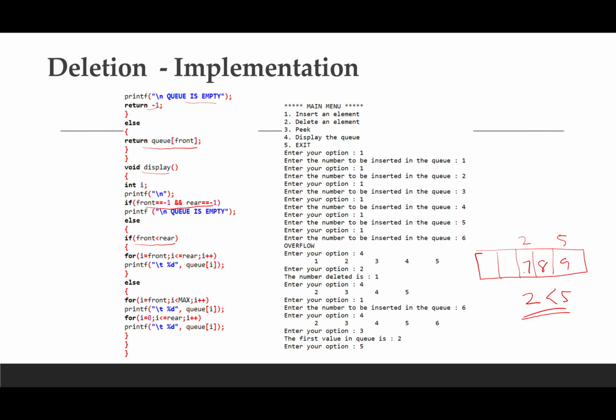Otherwise, when will this condition be false? It will be like this: here this is the front at position 4, and here are positions 0 1 2 3 4, and this is 7 and 6, so this is the rear at position 1. What is the front position? It is 4, which is not less than 1, so this condition is false. When this condition is false, it will go to the else part, and from the front position it will print the values here.